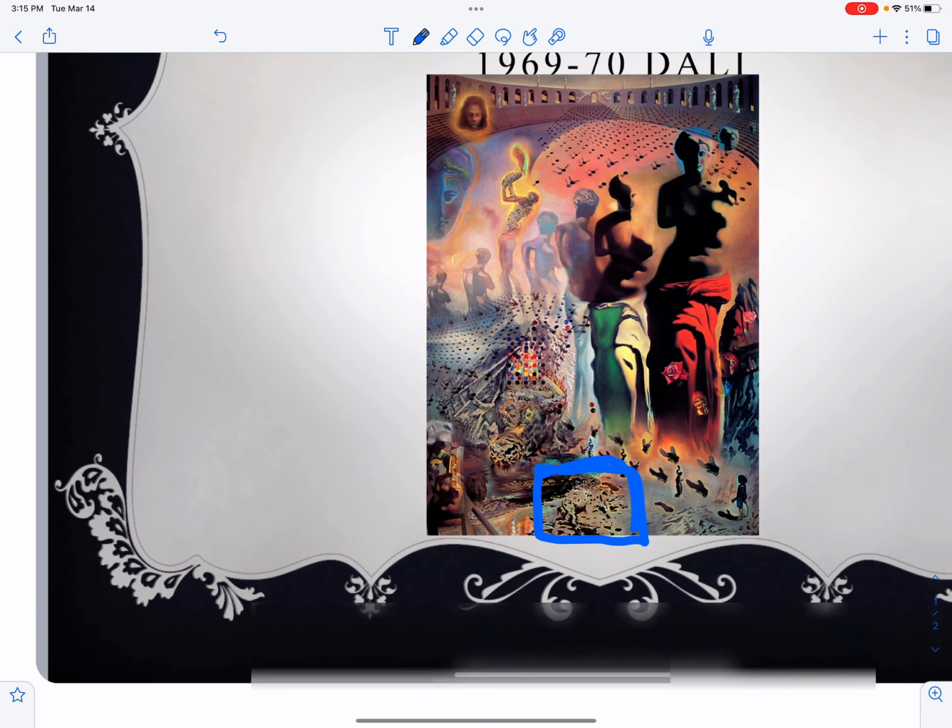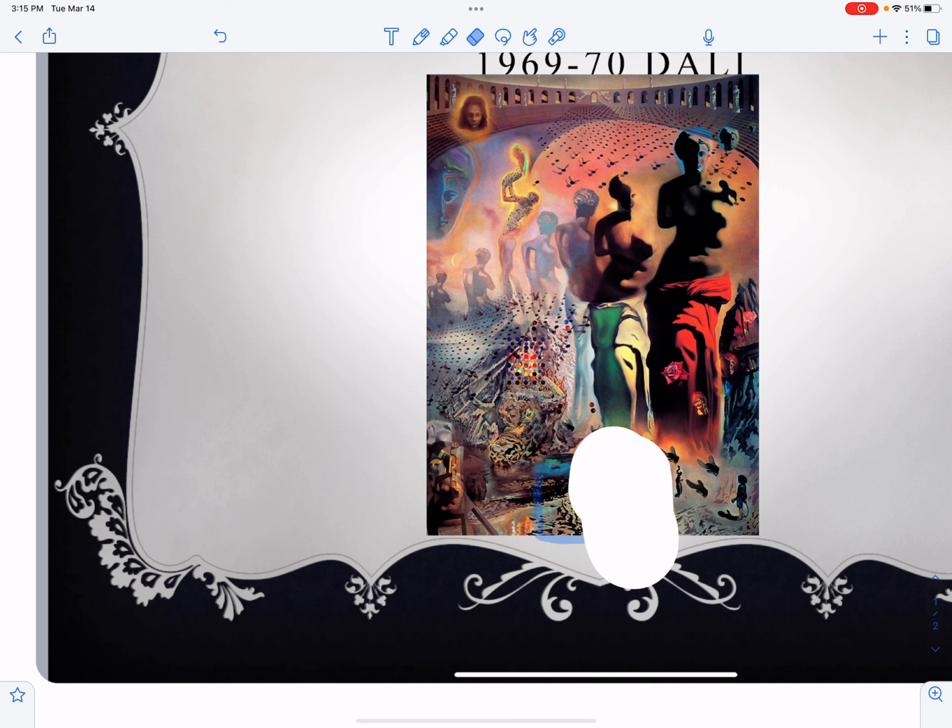And remember that was Garcia Lorca's nickname. So this painting deals with a lot of Dali's past. It talks about Garcia Lorca. I think I told you in class that he met a terrible end. He was killed in the Spanish Civil War by Franco's men.